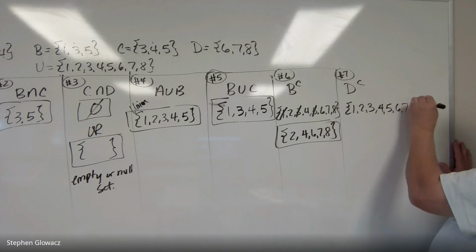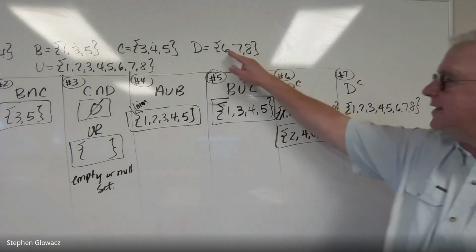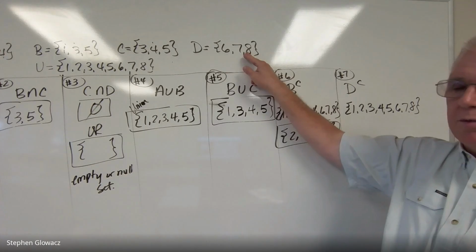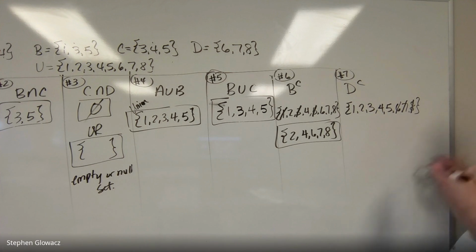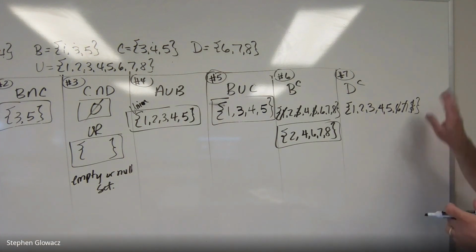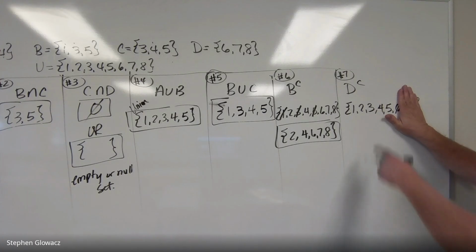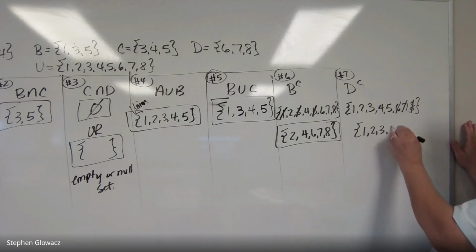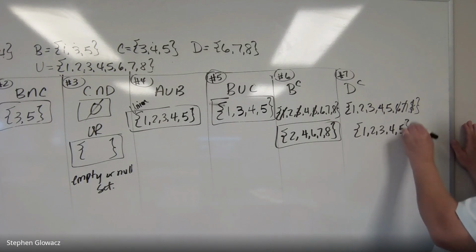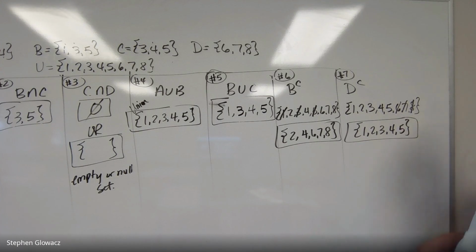All right, so now D are the numbers 6, 7, and 8. So you probably know what we're going to do now. We're going to cross out 6, 7, and 8, and all the numbers in the universal set that are not in set D: 1, 2, 3, 4, 5. And we'll write that out as our answer. 1, 2, 3, 4, 5. And that's it.